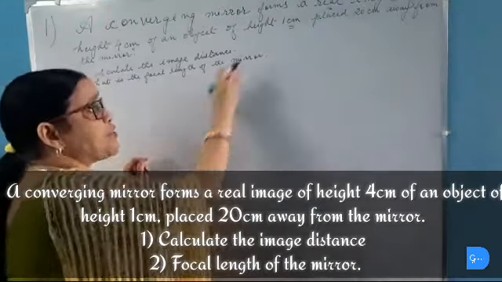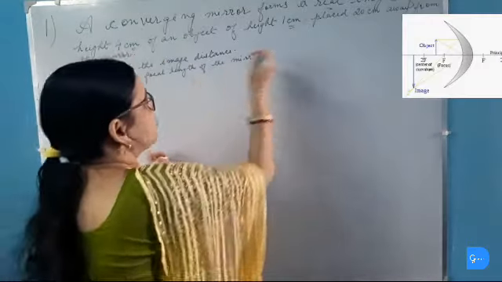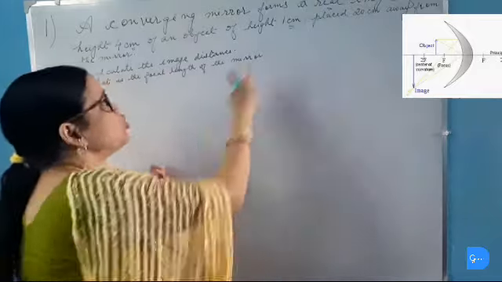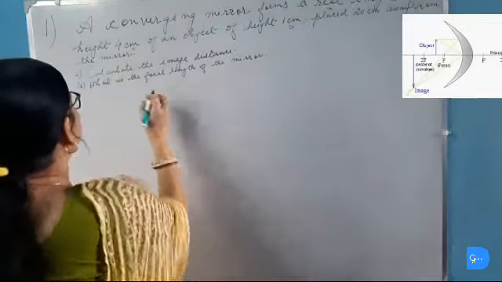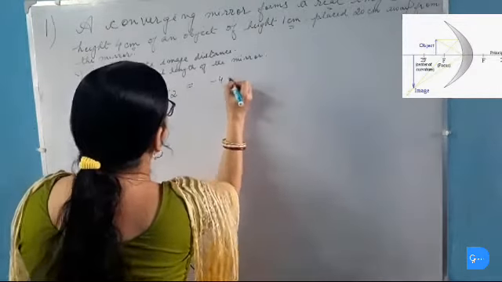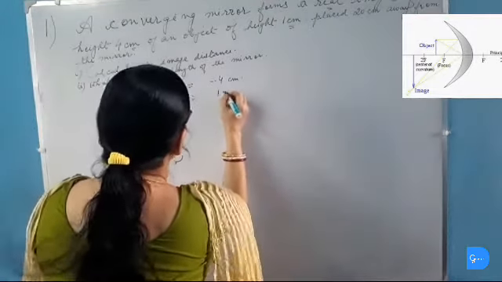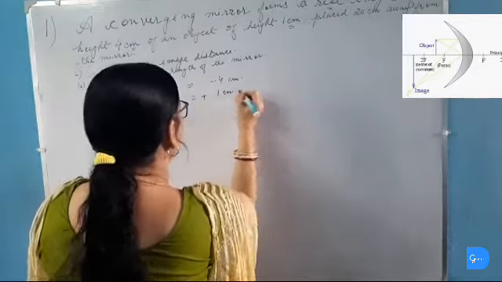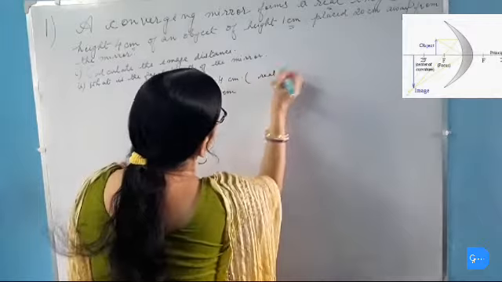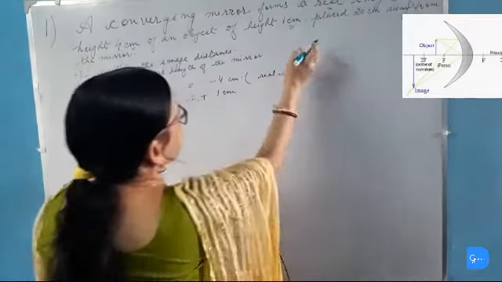Now first we will write the information given here. The height of the image is 4 cm and it is also said that the image is real, that is, the image is inverted. So the height of the image will be in negative sign. Therefore the height of the image, h2, is equal to minus 4 cm and h1 is 1 cm. Height of the object is always positive. Here it is negative because it is a real image. It is given in the question that the image is real, so the height will be in minus sign.